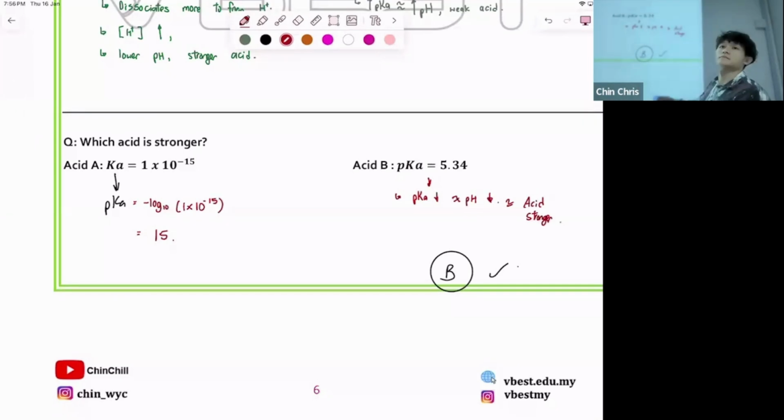Okay, easy. Okay, good. Or you can convert into Ka, and the same thing applies.